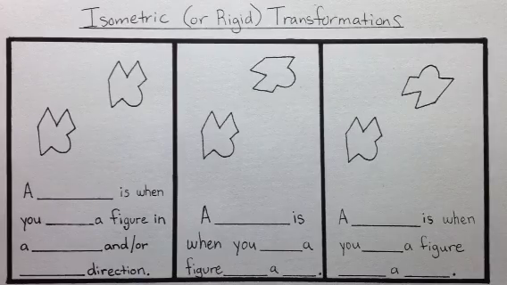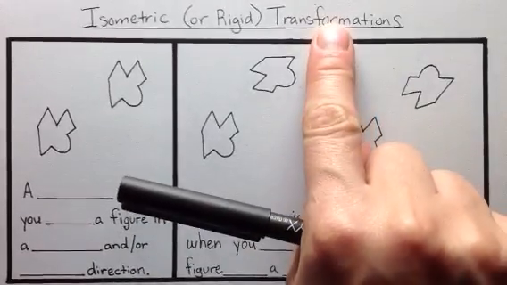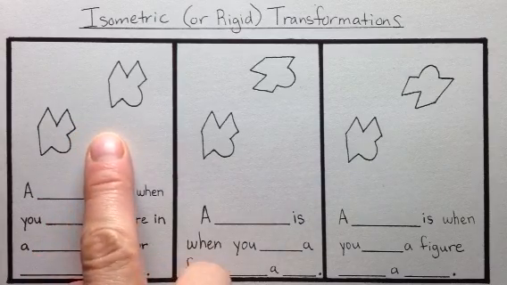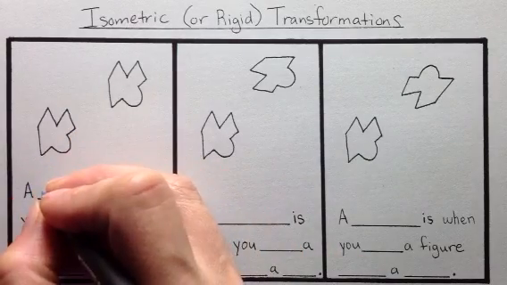Okay, I want to talk about transformations, more specifically isometric. Isometric means that your pre-image where you start and your image where you finish are exactly the same. Okay, so there's three types of isometric transformations. The first one is shown here. It's called a translation.